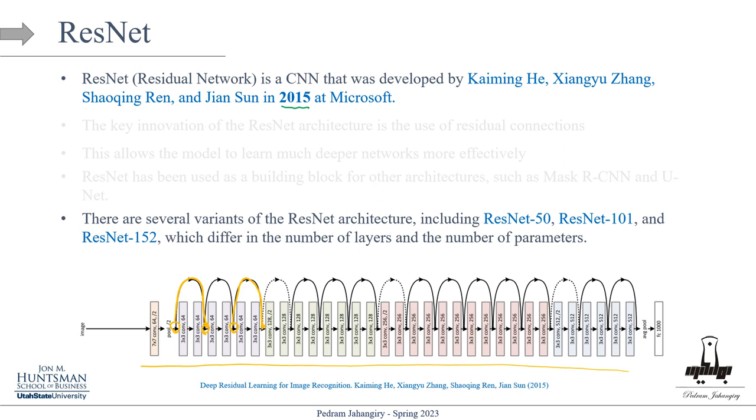There are several variants of ResNet, and that depends on how many layers you're using, right? So if you use 50 layers, we have ResNet 50, then ResNet 101 for 101 layers, ResNet 152 for 152 layers. Okay.